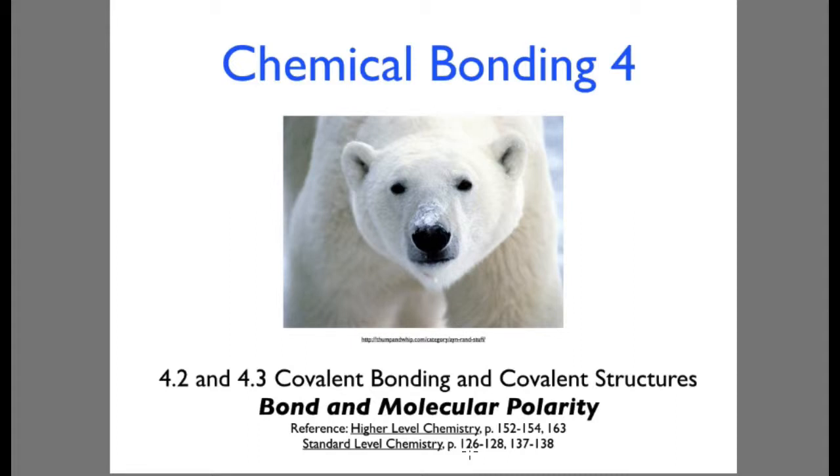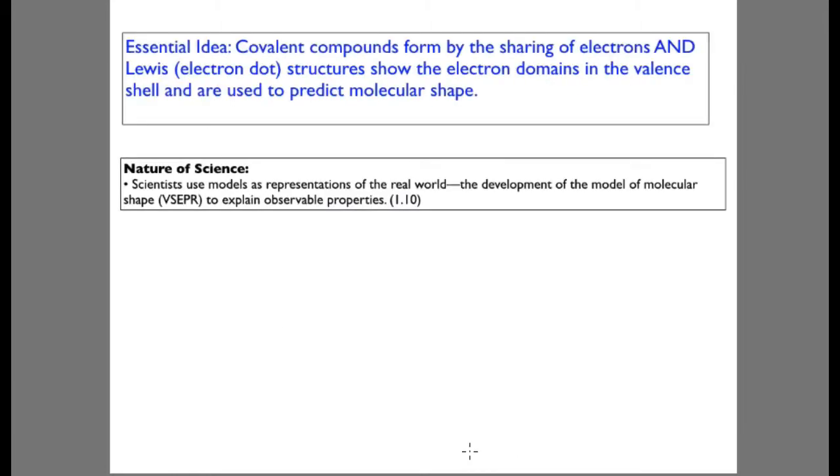Chemical bonding 4. Covalent bonding and covalent structures. Bond and molecular polarity. The essential idea here is that covalent compounds are formed by the sharing of electrons, and the Lewis structures show the electron domains in the valence shell and are used to predict molecular shapes. For the nature of science, we're going to think again about how scientists use models as representations of the real world.